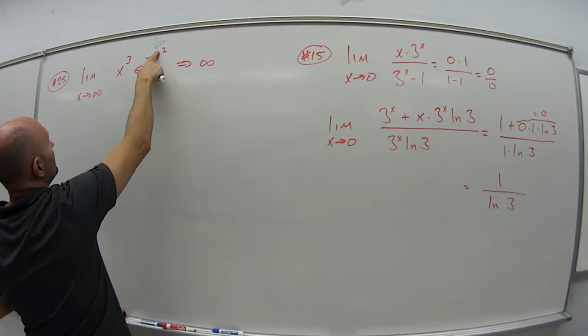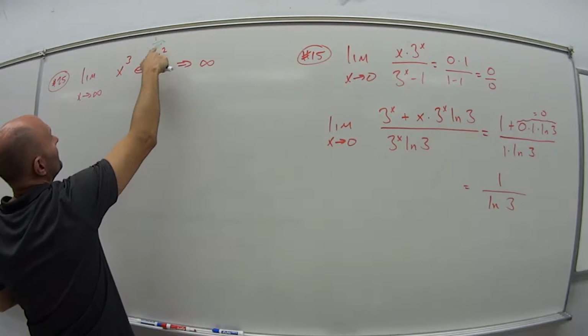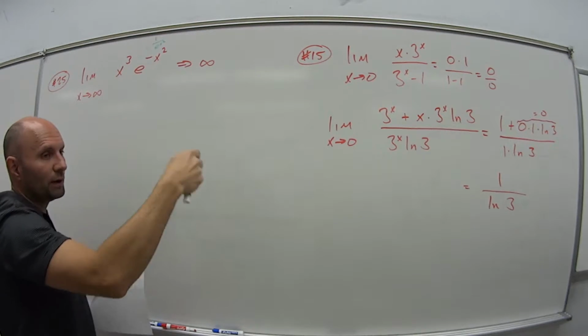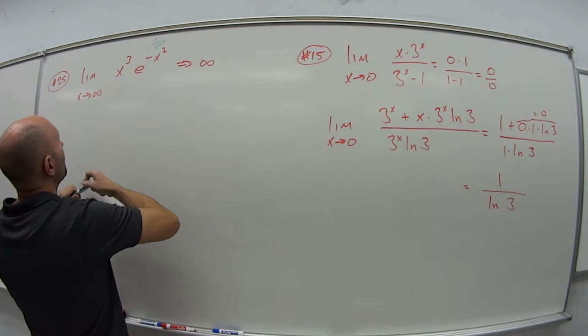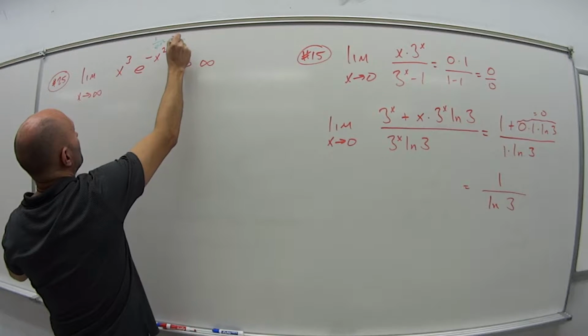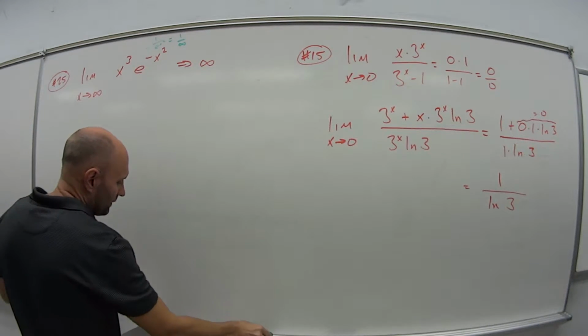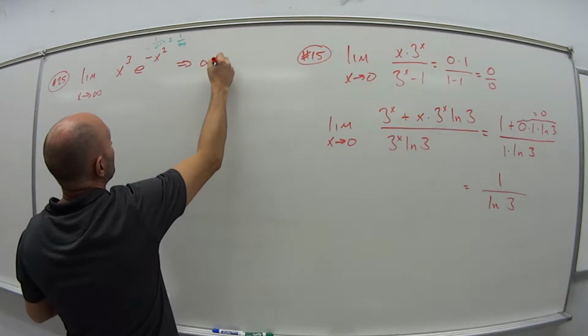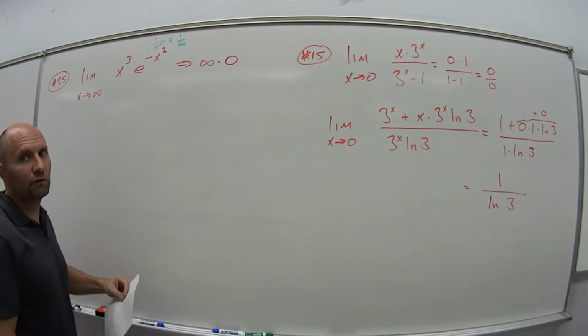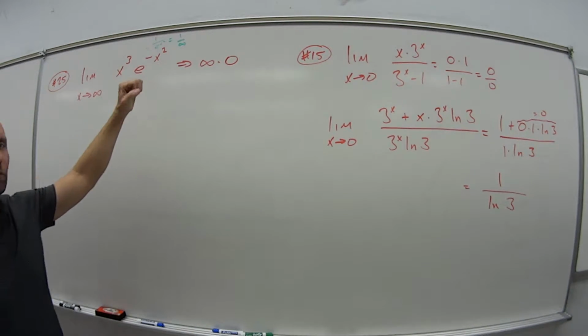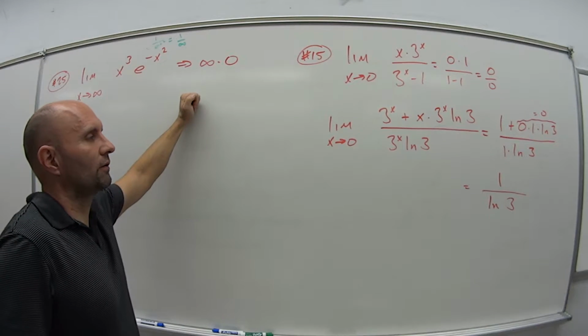So if I plug infinity there, I get 1 over e to the infinity. So this whole thing is going to basically be 1 over infinity, and 1 over infinity is basically going to 0. So this is infinity times 0. So this is one of my indeterminate products.